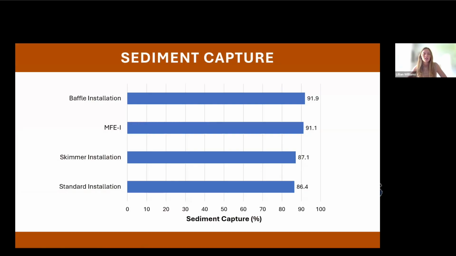And then after we did our sediment capture analysis, the baffle installation did the best, closely followed by the MFEI. It was within 0.8%. All of the installations were actually very close, but from the standard, our MFEI increased the sediment capture by 4.7%.